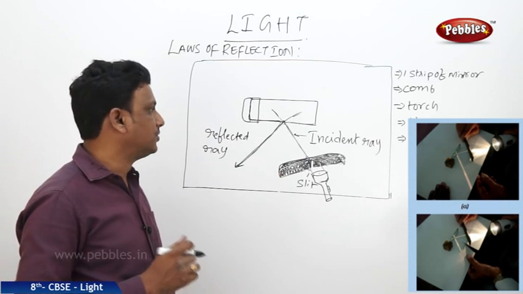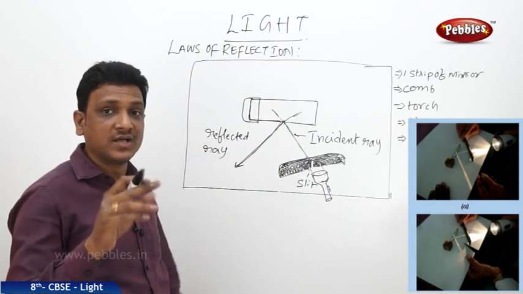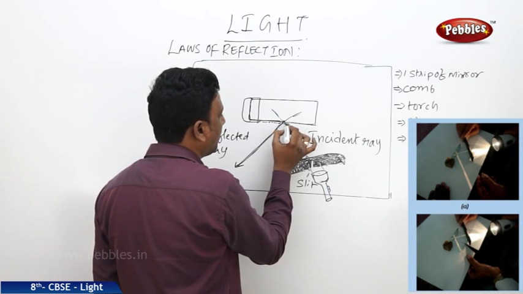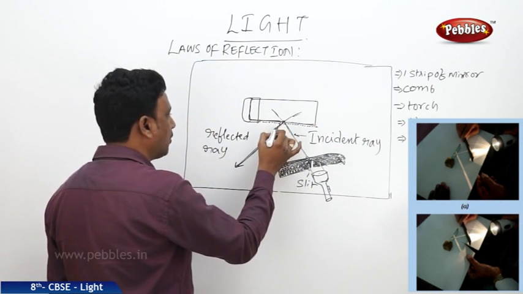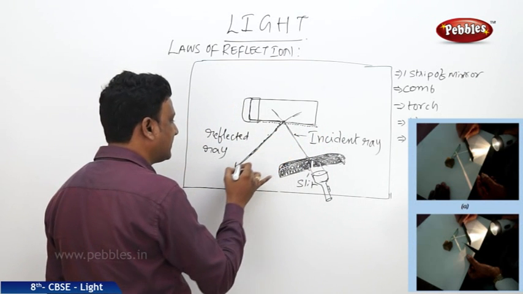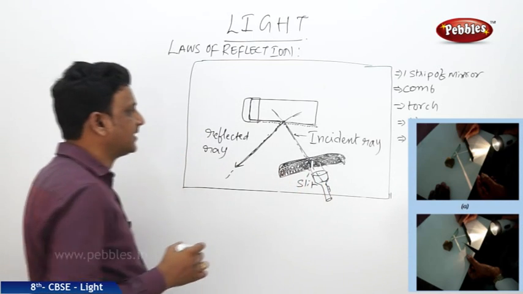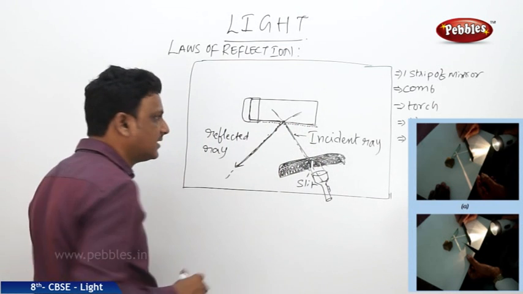Now what you are going to do is take your friend's help. You keep the setup like this and ask your friend to draw some lines here. Draw a line parallel to the mirror. Now draw a line on the reflected ray. Now draw a line on the incident ray. Now you remove this apparatus, this comb, this torch and this mirror.